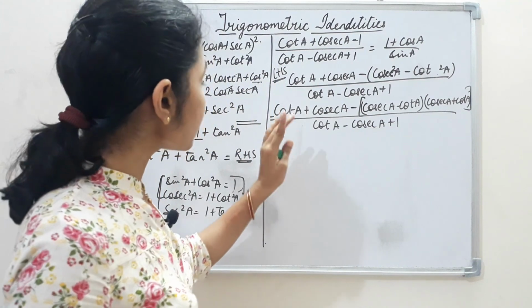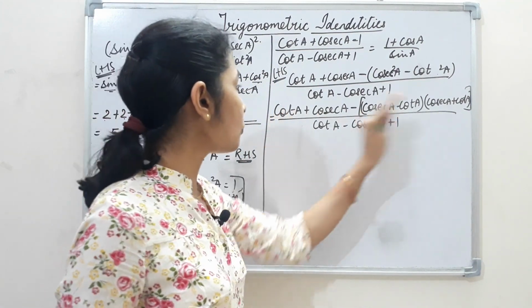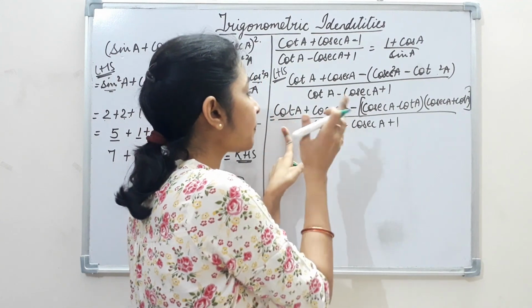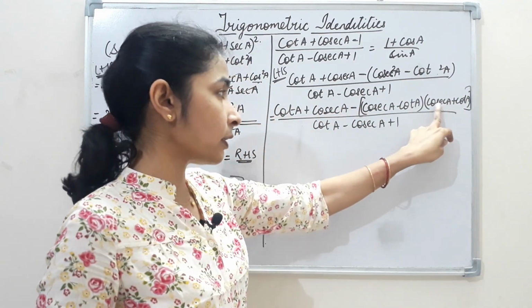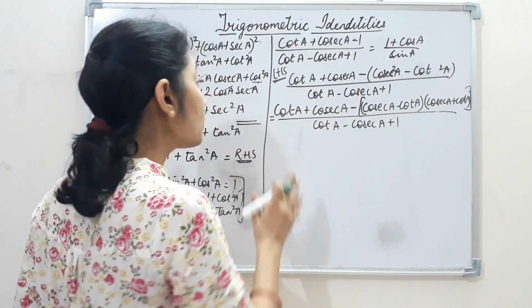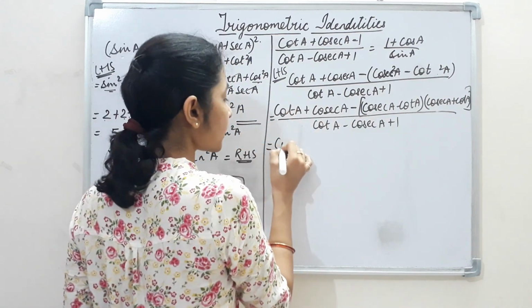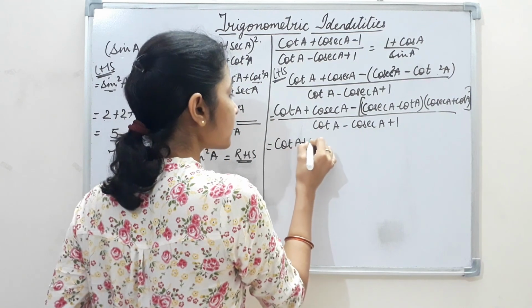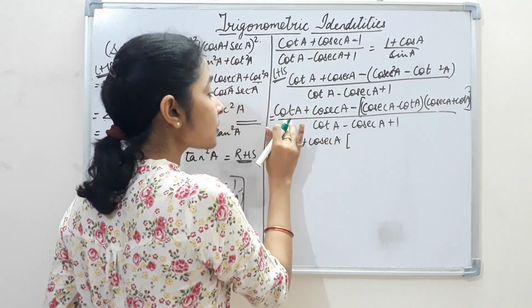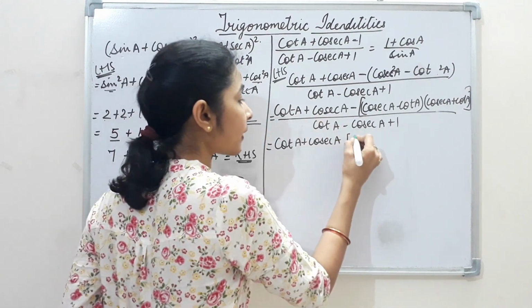Now if we see here, in these two terms, this is the whole one term and this is one term. Cot A plus cosec A is common here. Here also we are having cosec A plus cot A. Here also cosec A plus cot A. So I am taking this cot A plus cosec A common. Now in place of this cot A plus cosec A, I have got 1.